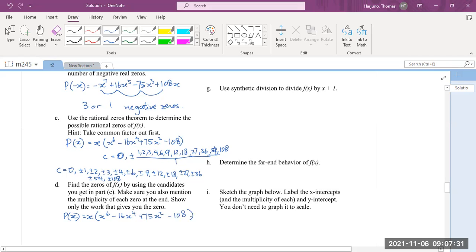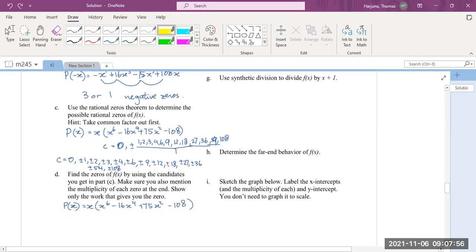Okay. Now, let's check. Is 1 a zero? We add the coefficients: 1 minus 16 plus 75 minus 108. 1 is not a zero. When we add the coefficients there, it turns out it is not equal to 0. So 1 is not a zero. Let's try 2 then.